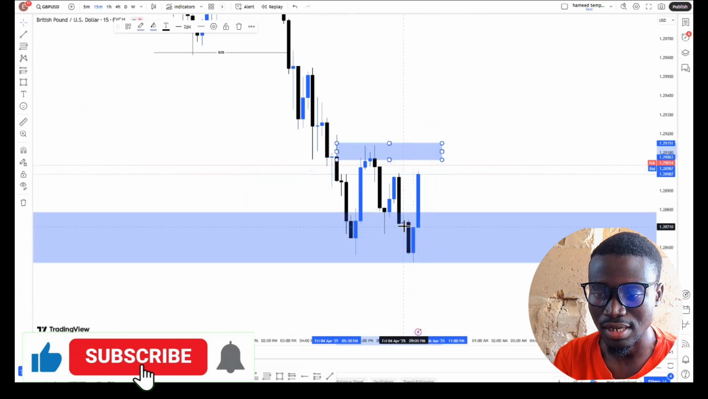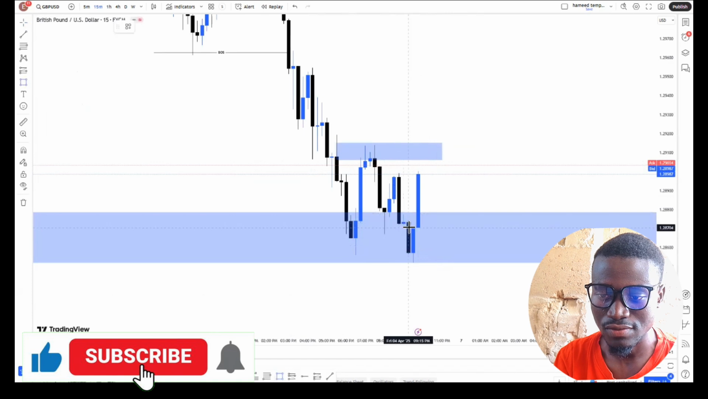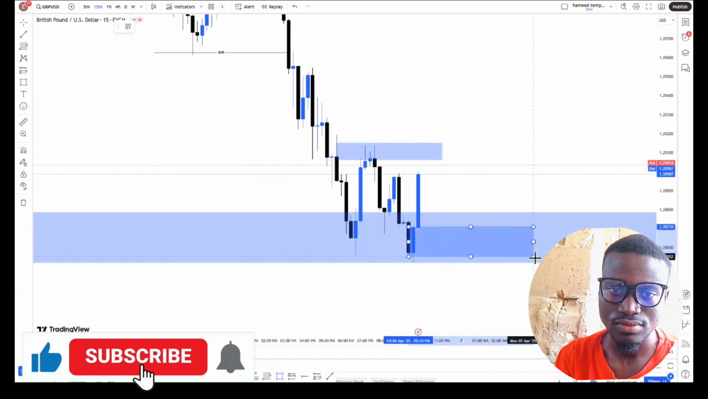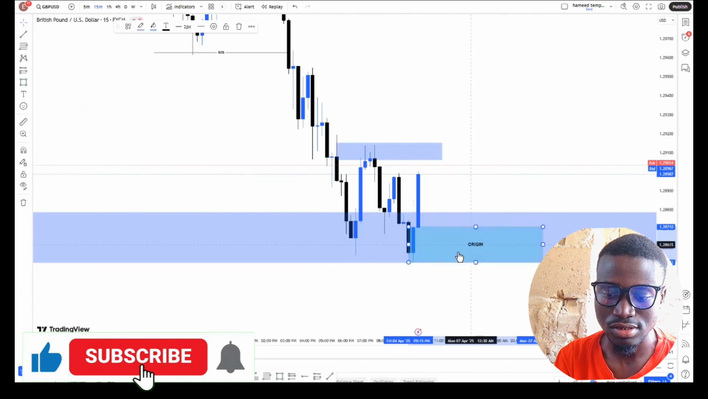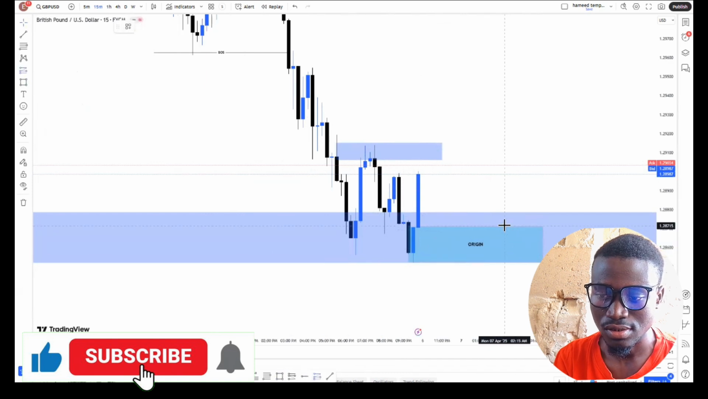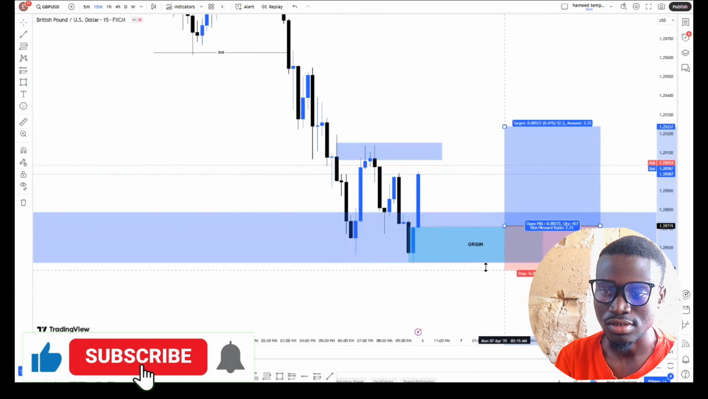If market comes back here, I'll enter my trade here. Market comes back to this level, market comes back to this place, I'll enter my trade. So I'll have it something like this. Then I'll be targeting 1:3.